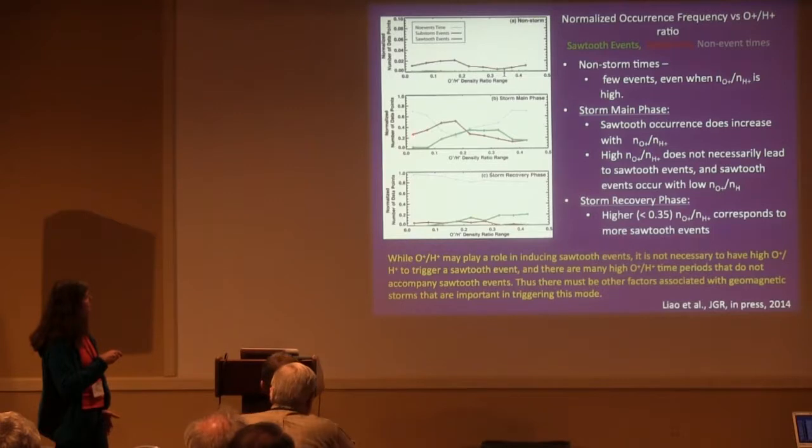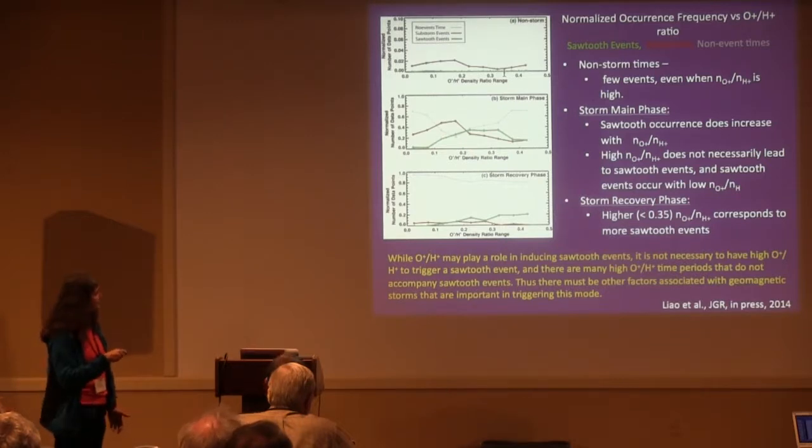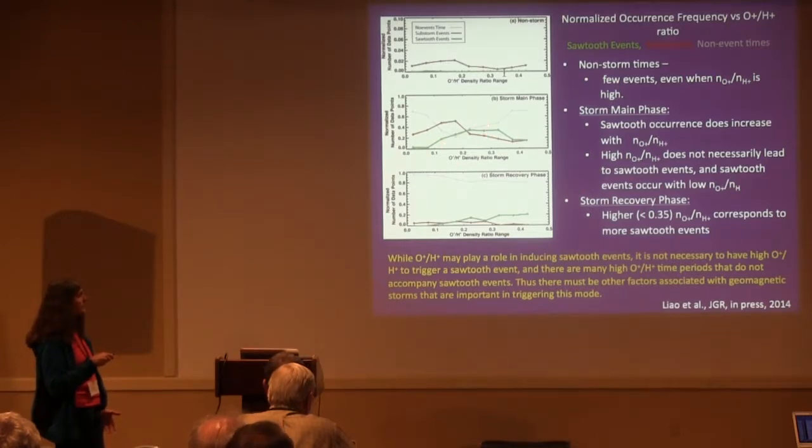So this is the profile for substorms as a function of composition, and this is the sawtooth events. You do tend to get the sawtooth events for higher oxygen to proton ratio, but you certainly can get them over a range. And at the highest ratio, the most likely thing is that you don't have either a sawtooth or a substorm. So that's sort of odd.